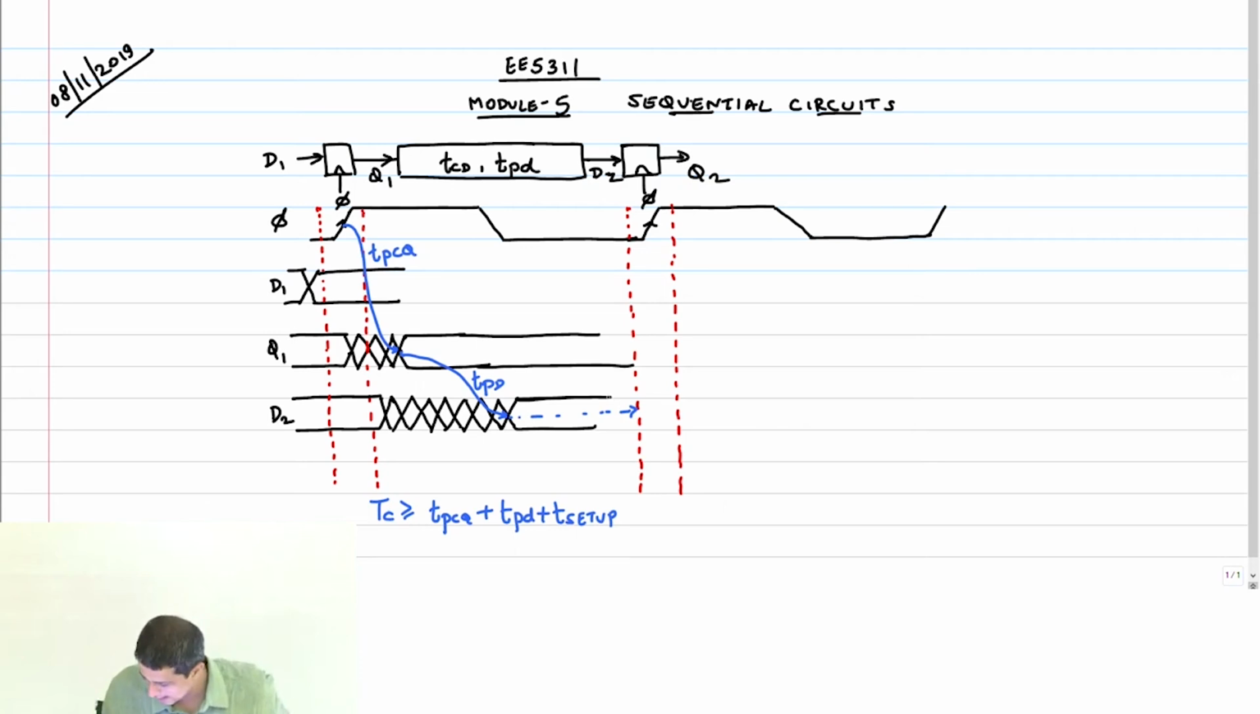Now you look at D2. This has to hold the data. Let's assume that this data change, the propagation delay, took it all the way near the setup time. Clock frequency is very high. D2 has to hold this data so that Q2 can be sampled correctly. So what is the region in which D2 should not change? This window.